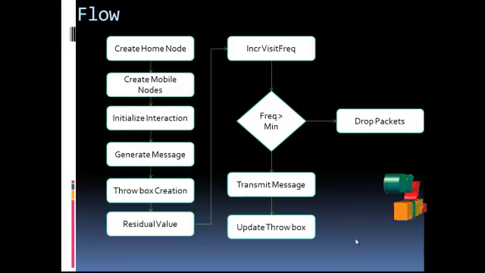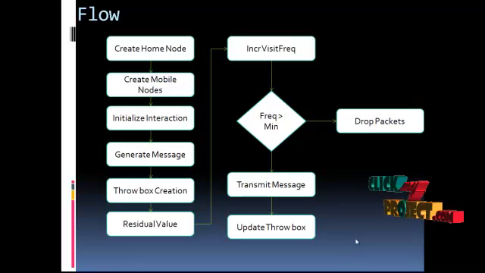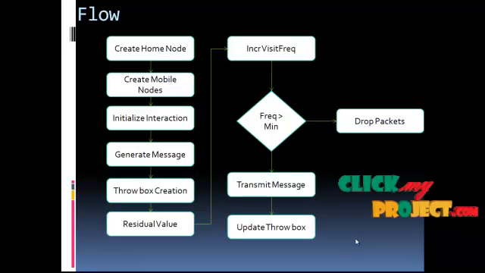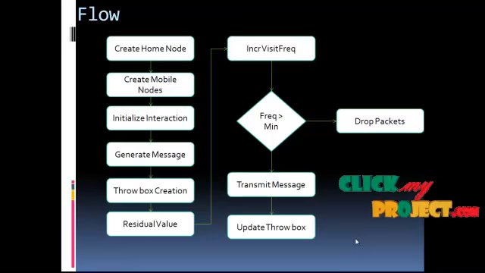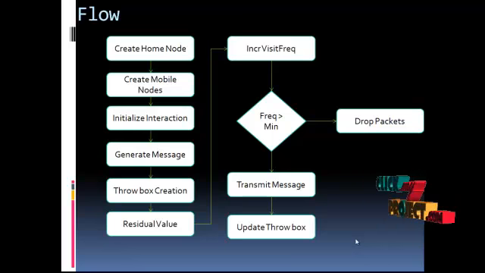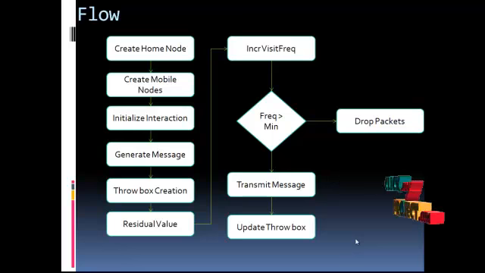If one message is transferred, the frequency of the other community home node will be computed. If the frequency is greater than that of the minimum node, the message is transferred and the throw box is updated through this successful transmission. If the frequency is less than that minimum value, the packet is dropped. From this, we can achieve our community-aware routing protocol.